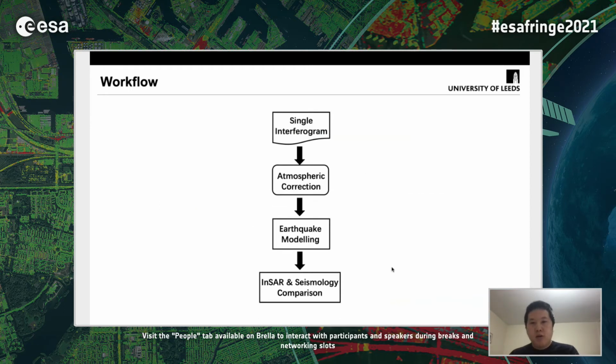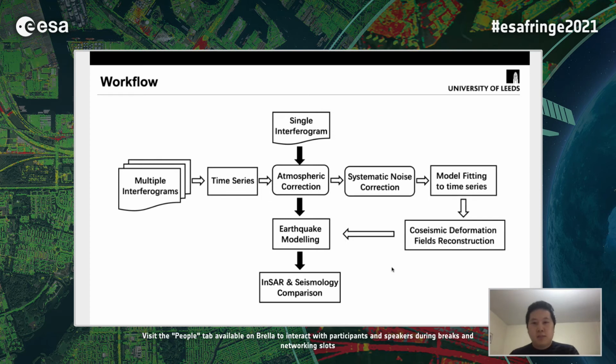Here is our workflow. The black arrows indicate the preliminary routine of using a single interferogram to do earthquake modeling, while the white arrows show our time series approach. Compared to a single interferogram, the most important part is that the time series can frequently estimate the surface displacement, so that we can use a time-dependent model fitting appropriate for the displacement due to the seismic cycle, and then reconstruct the co-seismic deformation fields, and use this reconstructed deformation field for earthquake modeling, and later compare to seismology.